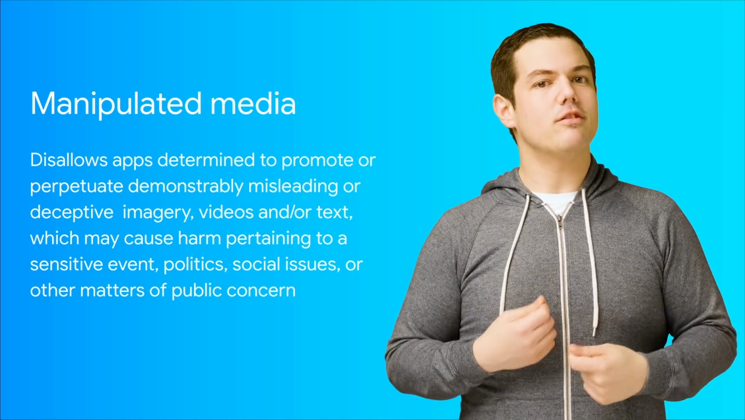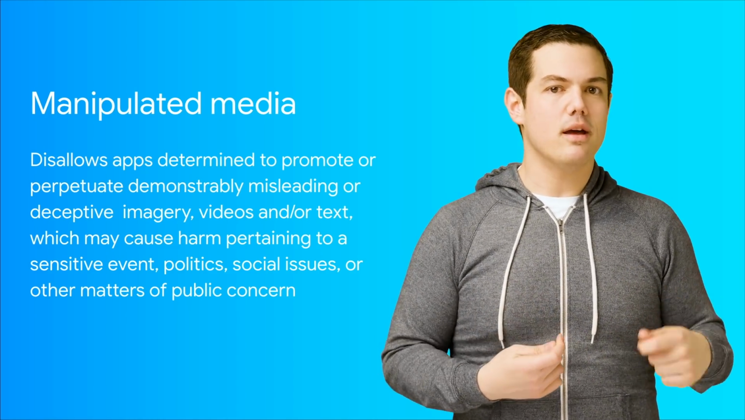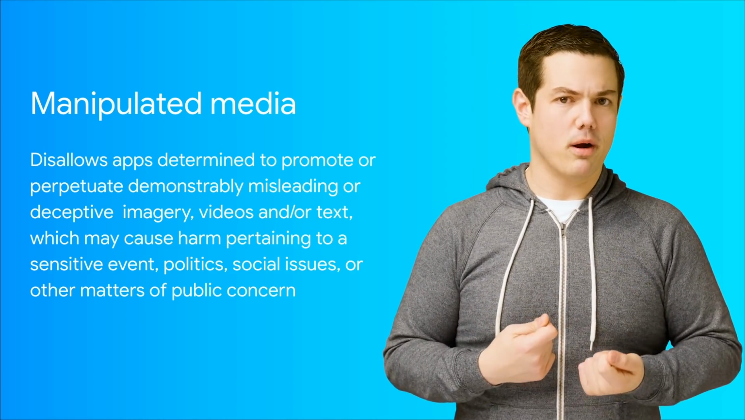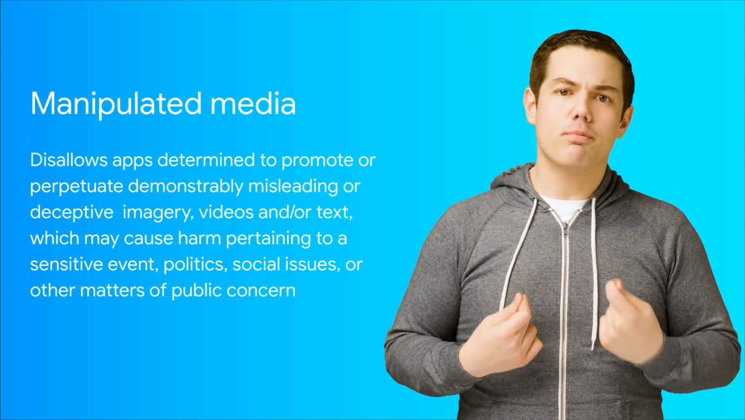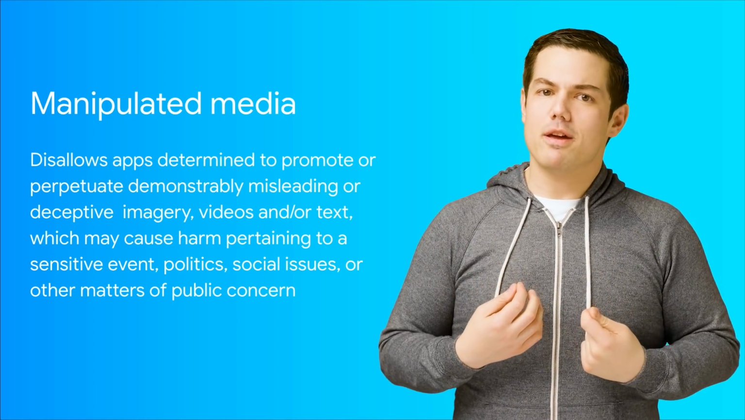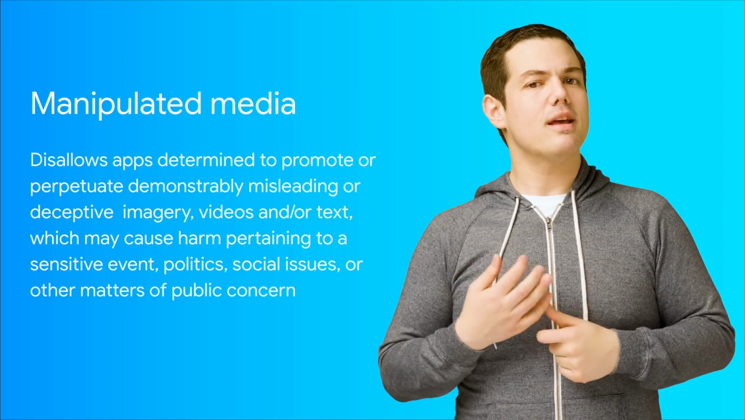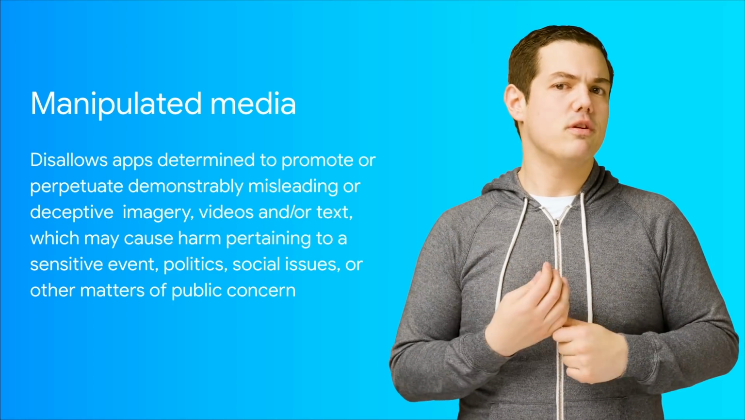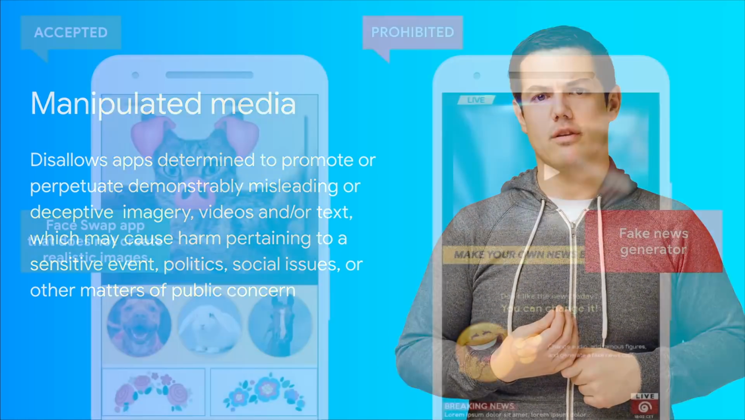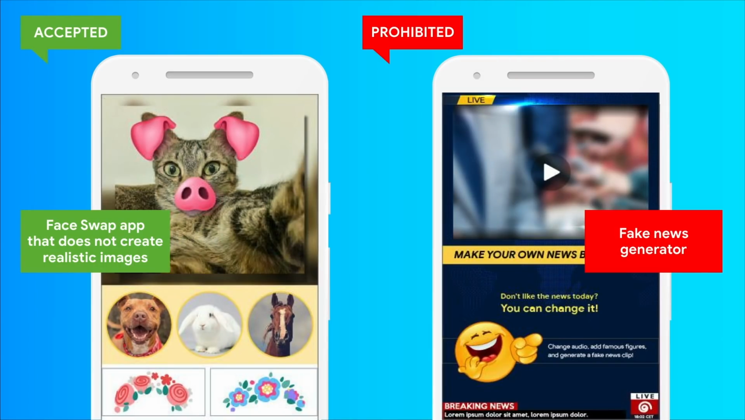If your app creates manipulated or altered media, you may need to include a watermark or disclose in the final produced media when it may not be clear to the average person that the media has been altered. Please review this policy for more details. Let's take a look at some examples.